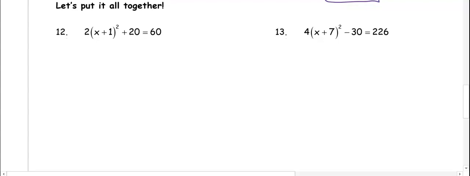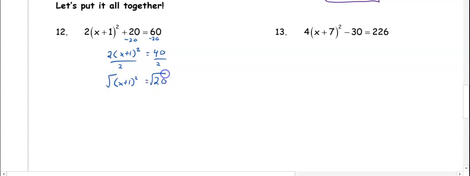So now let's put this all together. We need to get the (x plus 1) squared by itself. First thing we're going to do is subtract 20 from both sides. So we get 2 times (x plus 1) squared is equal to 40. We can divide by 2 on both sides, so (x plus 1) squared is equal to 20.